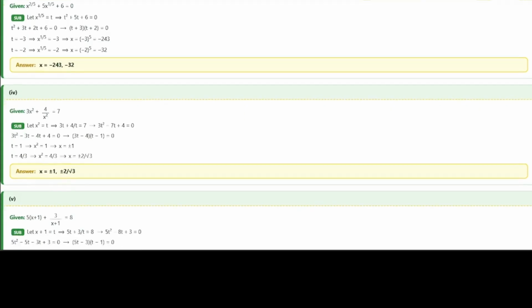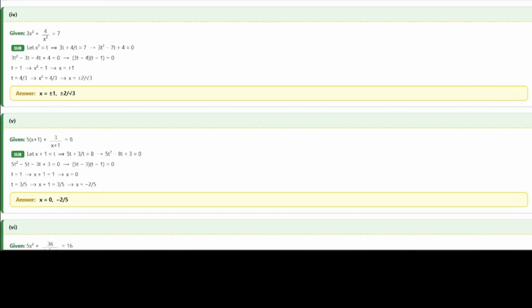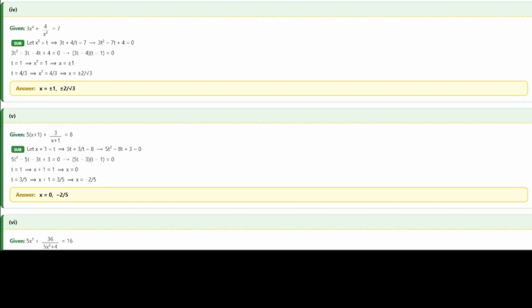Then for the fourth part, here we have 3x square plus 4 over x square is equal to 7. We can take x square and let it be equal to t. Substituting that into the equation, we have 3t plus 4 over t is equal to 7. That becomes 3t square minus 7t plus 4 is equal to 0. If we find the roots, we get minus 3t and minus 4t. If we solve this quadratic equation further, we get both of our roots, which is (3t minus 4) and (t minus 1).